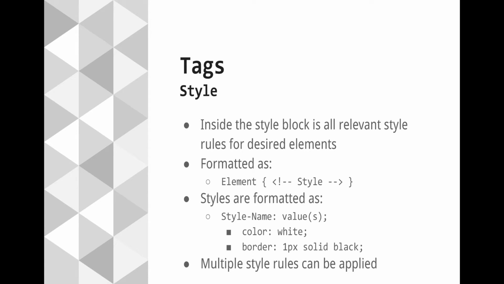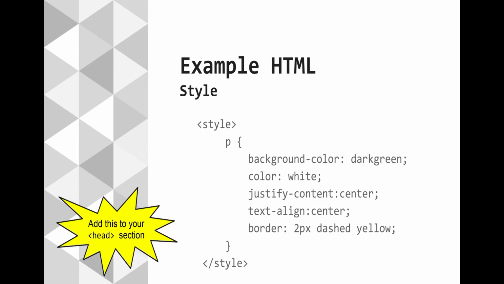We're going to do some syntax highlighting, which is nice. And remember, multiple rules can be used. It's not just one rule and that's it. In this example, in our style block, all in the head section of the HTML, we see style P, and inside curly brackets, background color dark green, color white. We're going to justify the content center, center and text align it, and then put a 2-pixel dashed yellow border around any P tag.